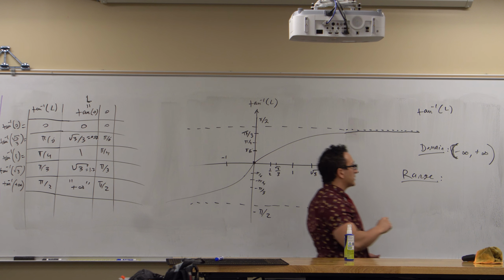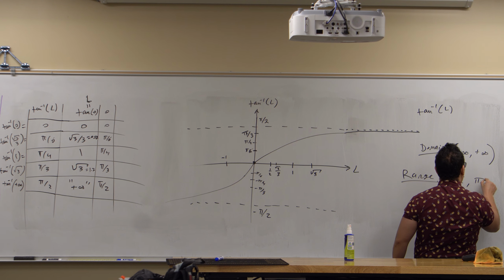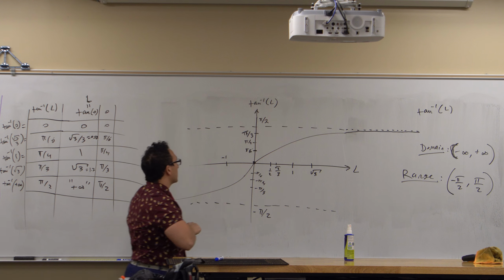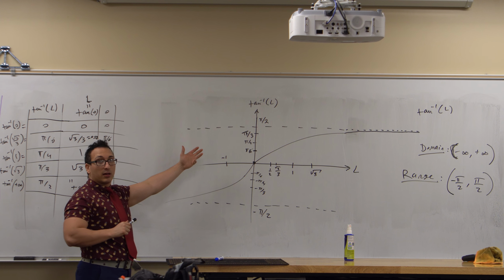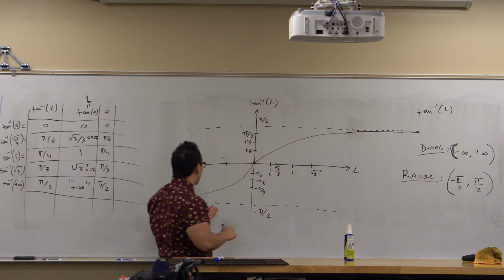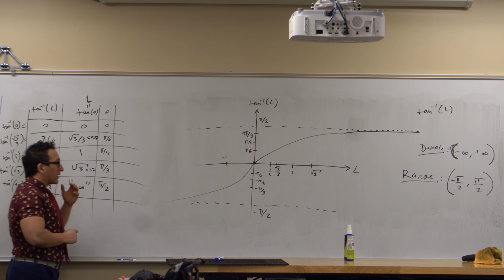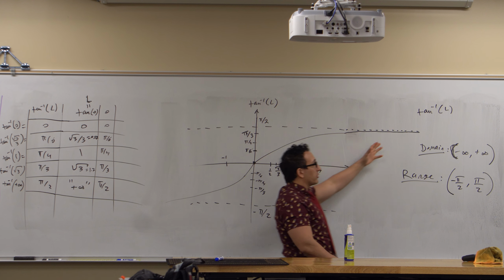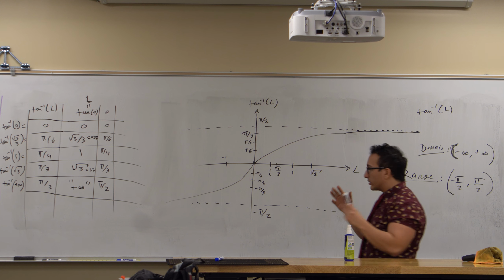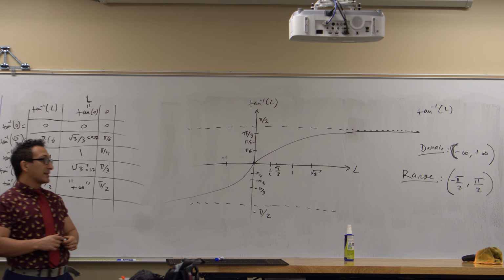Then you'll notice that the range is negative pi over 2 to pi over 2, not inclusive, because we don't include the endpoints. It never really reaches that. It never equals positive pi over 2, and it never equals negative pi over 2. It never outputs that value, but it does asymptotically approach it. You let L be a larger and larger number, and tangent inverse will approach pi over 2 in that sense.